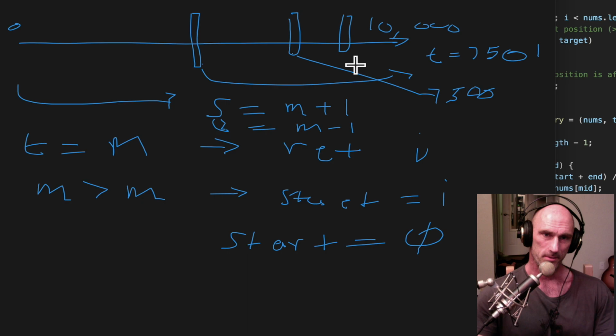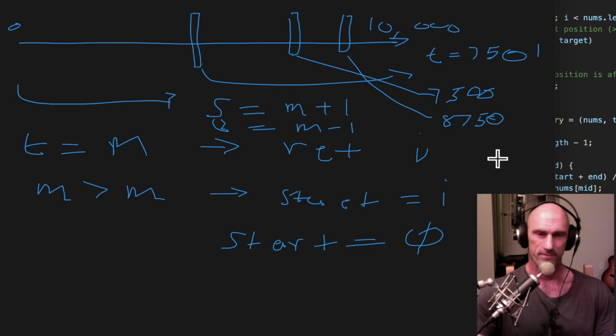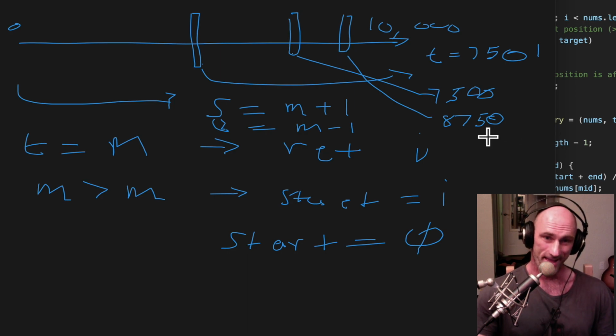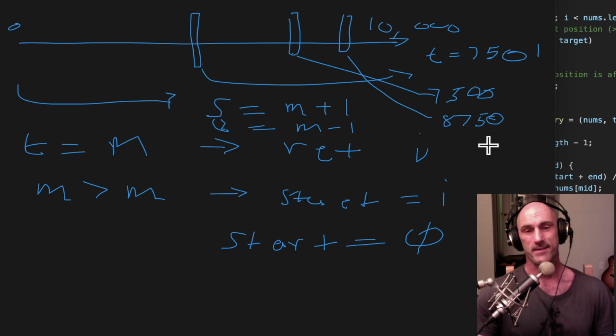So now it's going to be 8,750. Now we have to ask, is our target equal to 8,750? If the element at that index is also 8,750, for our hypothetical example. No, it's less than that. So now we have to set end to be 8,749. So end is going to be equal to mid minus 1. The mid index is 8,750, so end is going to be 8,749.